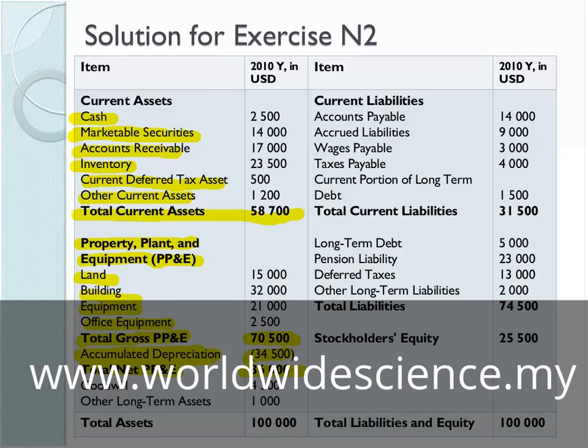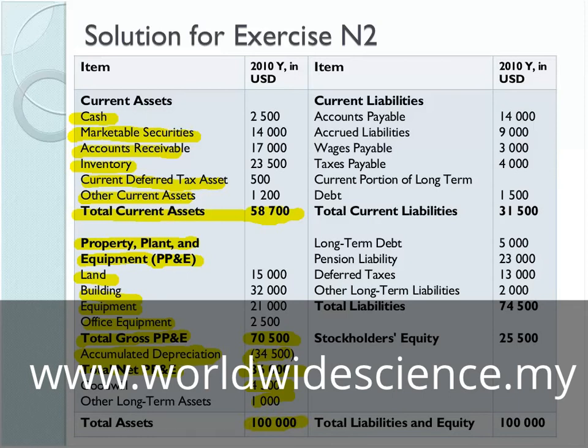Goodwill is things like the patents, some licenses, the brands, and so on. And after that, other long-term assets. And total assets would be 100,000. Here the current assets plus total net property and plant plus goodwill plus other long-term assets give us the total assets, which is equal to 100,000, right?